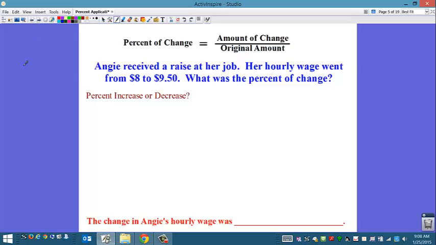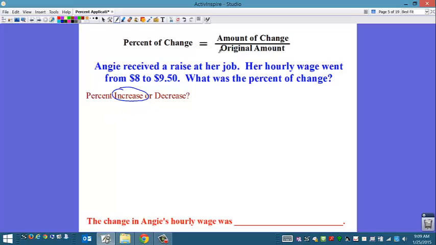Okay, let's put it to action. Angie received a raise at her job. Her hourly wage went from $8 to $9.50. What was the percent of change? Well, let's identify. Did her hourly wage increase or did it decrease? Well, from $8 to $9.50, it of course increased. So we're going to be looking at a percent increase.